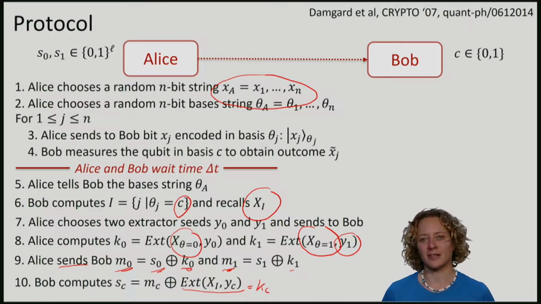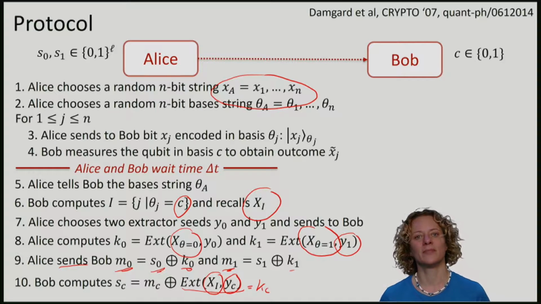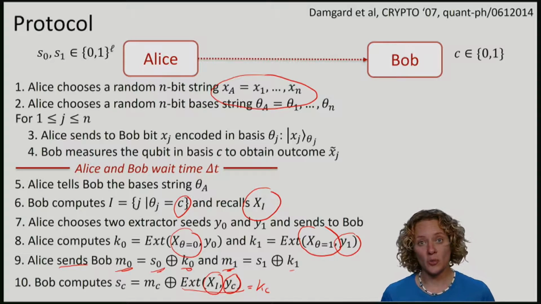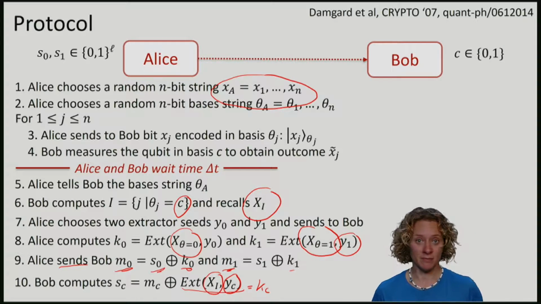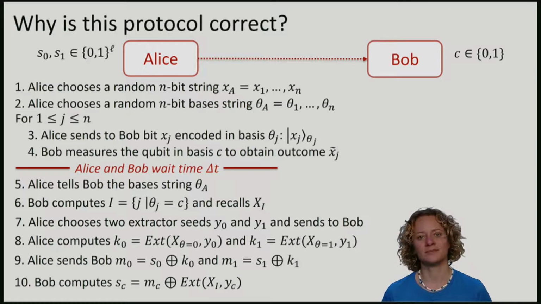He also applies the extractor function to xi and the seed yc. Bob one-time pad decrypts the message MC to get the desired string.